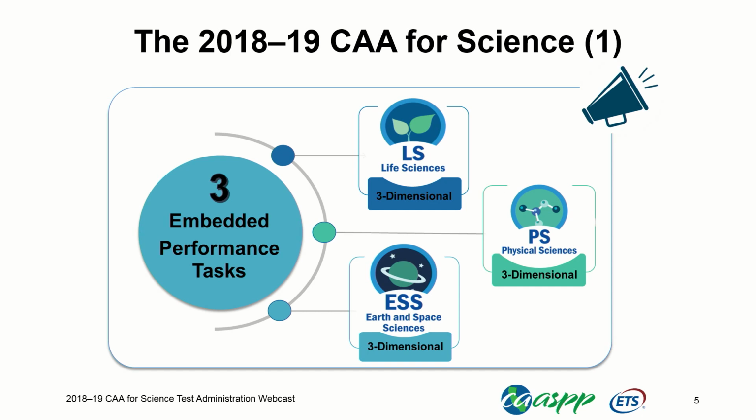So let's go over what's new for the 2018-19 administration of the California Alternate Assessment for Science. As the test was administered last year, and for the second year pilot, there will be 3 performance tasks that each student will be required to take. Each embedded performance task will cover Earth and space science, life sciences, and physical sciences. Remember that all 3 embedded performance tasks must be attempted in order for the student to be counted as participating.